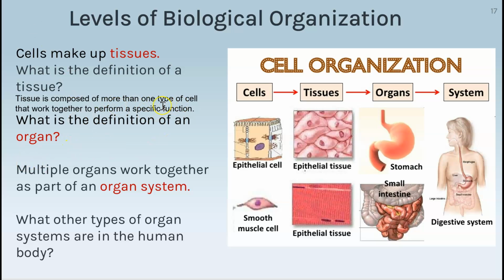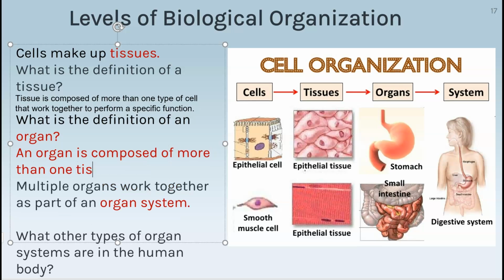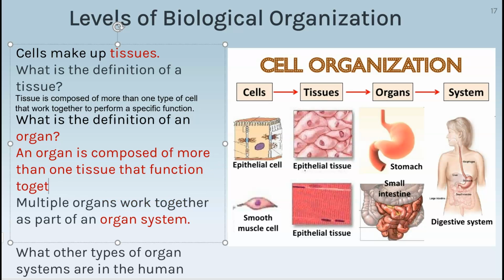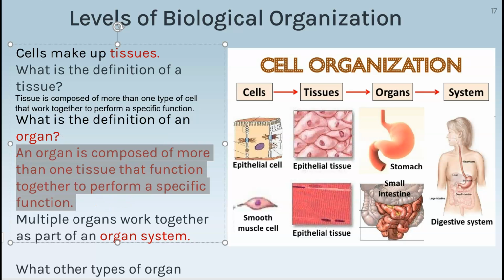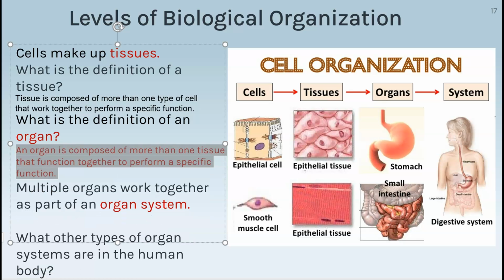So the definition of an organ, you go from tissue to organ, is very similar to a tissue. So an organ is composed of more than one tissue that function together to perform a specific function. Okay, so there is your definition of an organ.